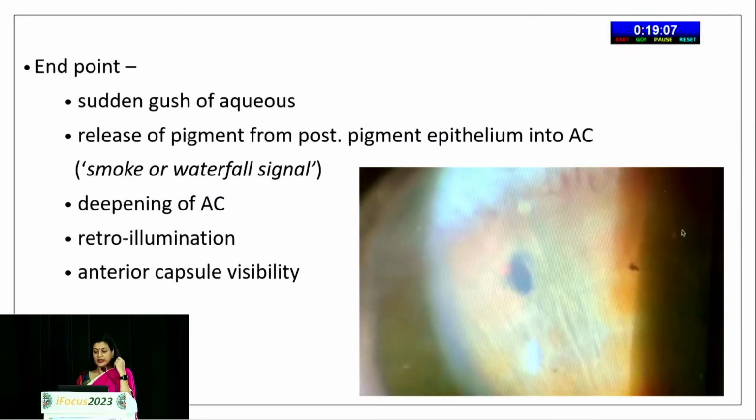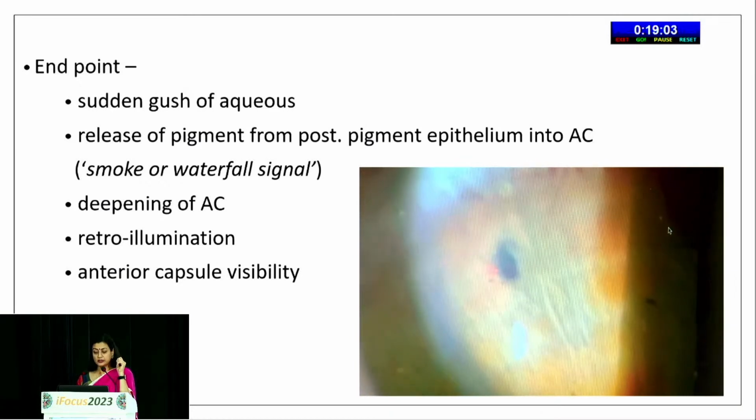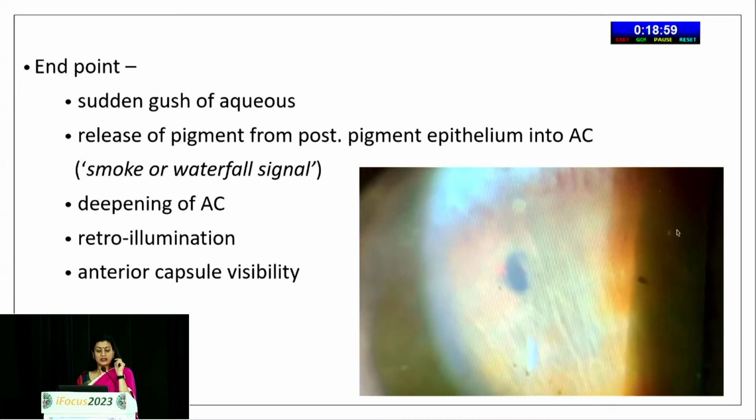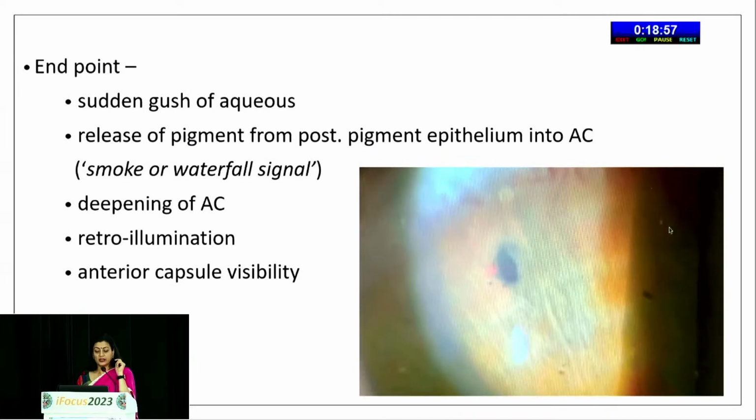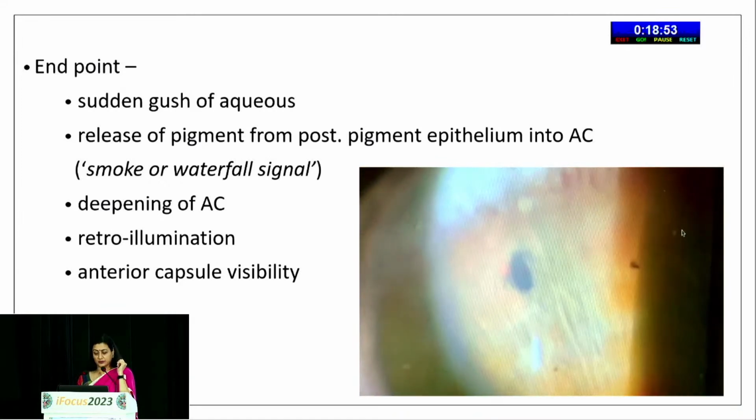And the endpoint, as you can see, is a sudden gush of aqueous and release of pigment granules, which is known as the smoke sign or the waterfall sign. Simultaneously, there will be deepening of the AC, you can see retroillumination, and even the lens capsule can be visible.